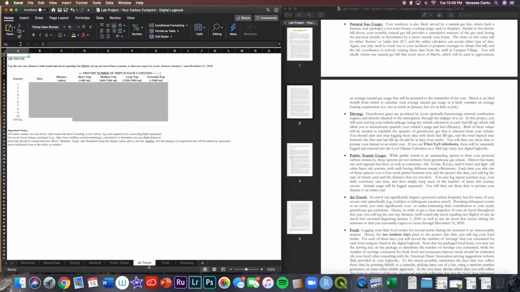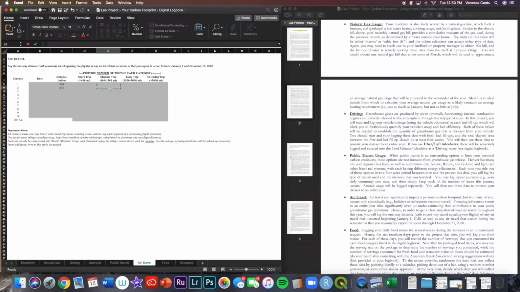Okay, next is air travel. This is how it should be filled out. Say you took a trip, and I'm just going to estimate on all of this, that was 500 miles one way and then say 475 miles returning. Remember that it needs to be a there-and-back trip, so a round trip will be 2 flights, not 1. So there would be 500, back would be 475. This one would be a medium trip.